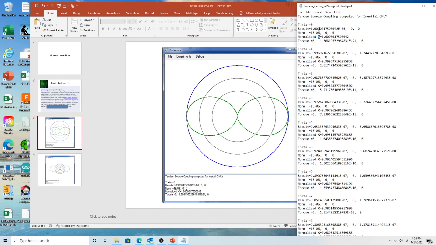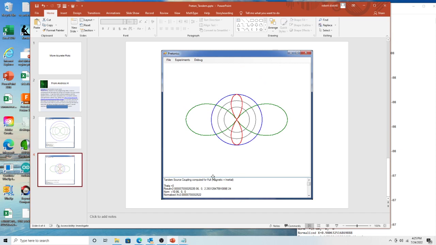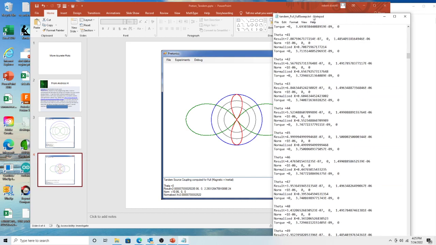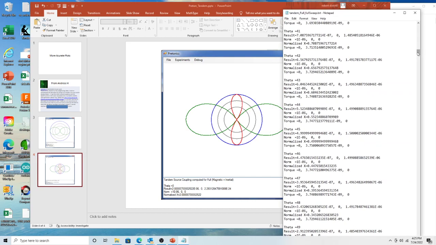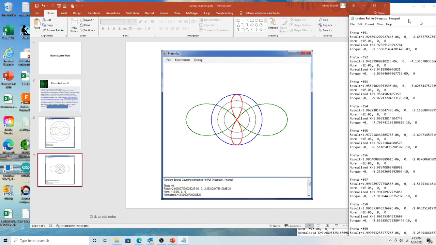So if you take the result and divide it by the normalized value, you get what our signature is relative to Coulomb, and if it comes up 1, it'll plot right up against the blue. This gray line here represents 3/4 of the Coulomb amplitude, and this one represents 1/2 the Coulomb amplitude. Okay, and we also have plotted the data for the full effects. This is inertia plus magnetic. And you can see the blue circle got smaller because there's a lot more energy here. And of course we have data for this as well, tandem full sweep. And I'll publish it. This has one for every degree, 0 to 359.